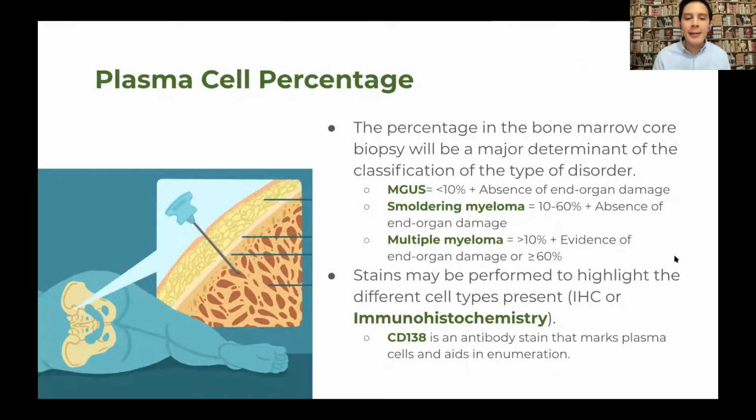To help us identify the different population of blood cells, we can also use immunohistochemistry. This means using an antibody stain that will identify a certain type of blood cells. In the case of plasma cells, it's called CD138.